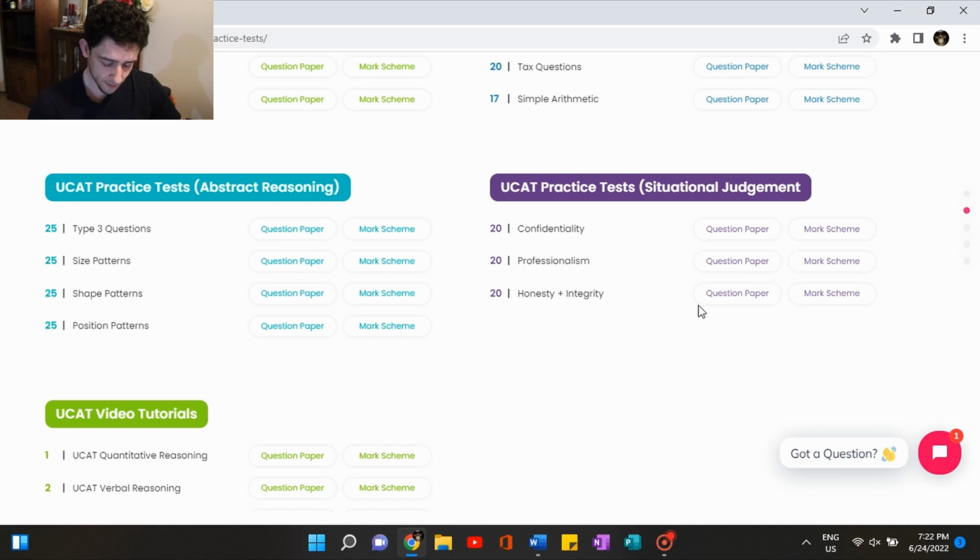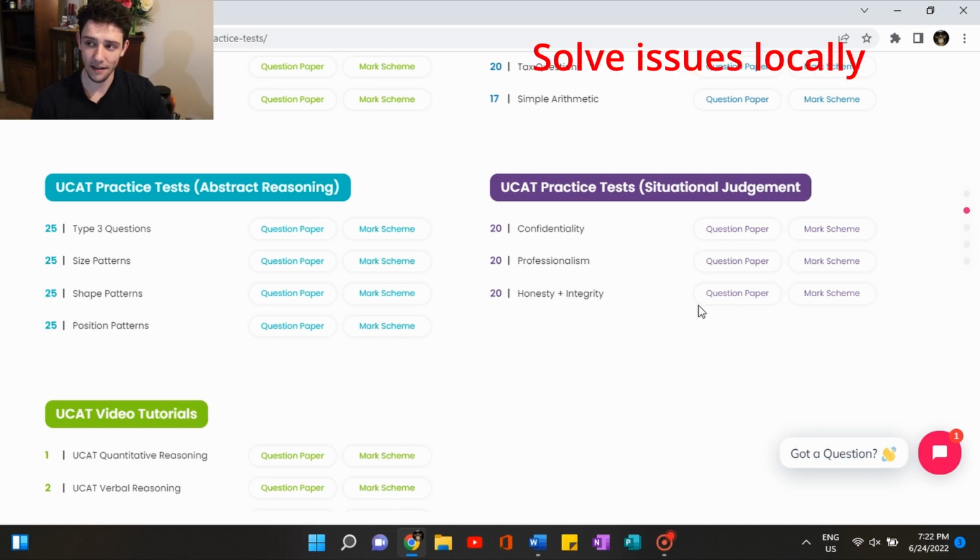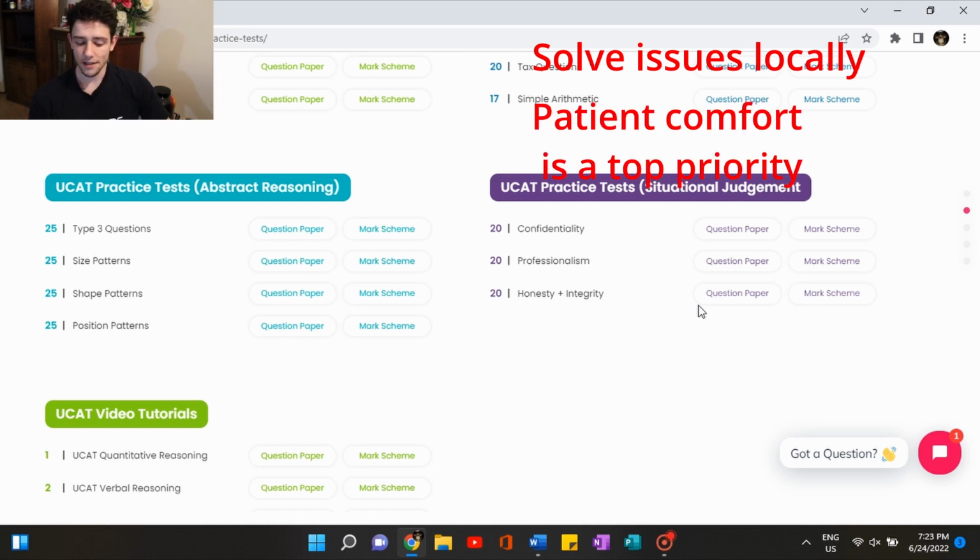So I've got a few tips before we start these questions. In the scenarios, there are lots of different situations that you'll encounter, but tip number one is to try and solve any issues at the local level rather than immediately escalating it to management or higher levels. Another is that patient safety and comfort is an absolute top priority. So any action that preserves patient comfort or dignity is almost always a really good option, completely appropriate. And vice versa, any action that reduces patient dignity is completely inappropriate.